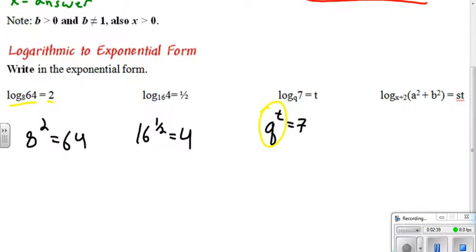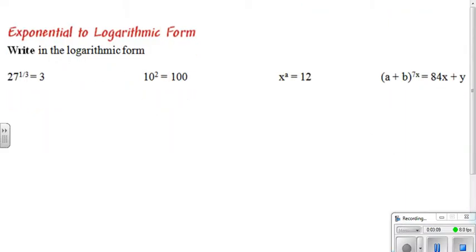All right, this next one. If we have log base x plus 2, so this whole thing is our base, of a squared plus b squared equals st. Again, in this case, all it's saying is x plus 2 to the power of st equals a squared plus b squared. So a logarithm is just another way to write an exponential expression or exponential equation that we have.